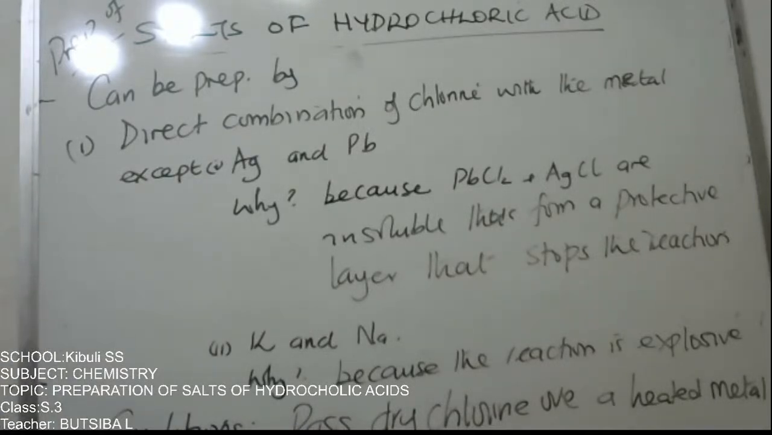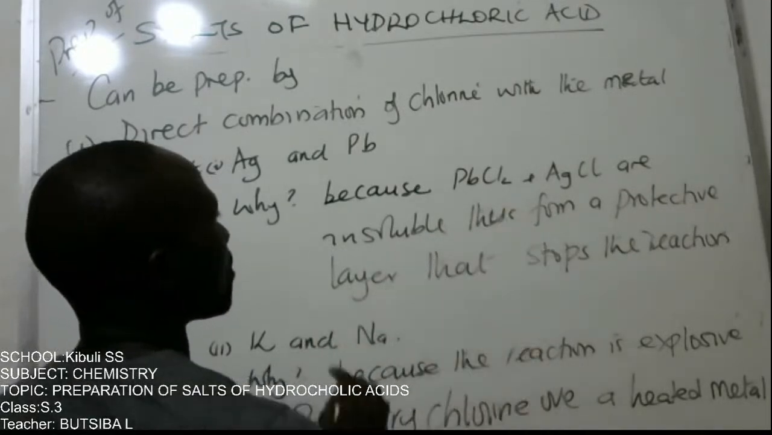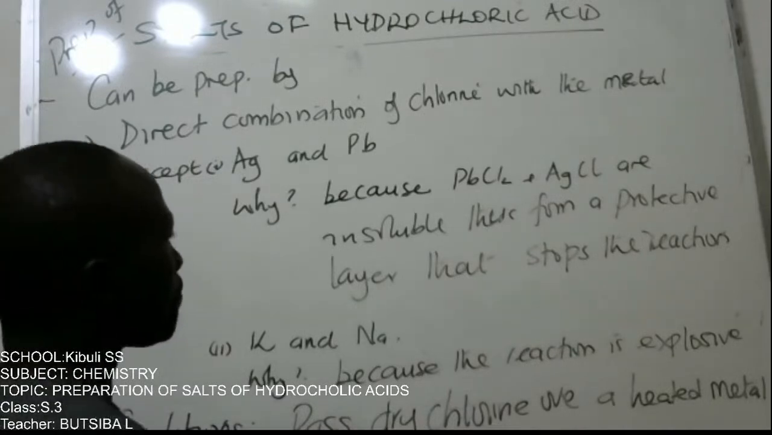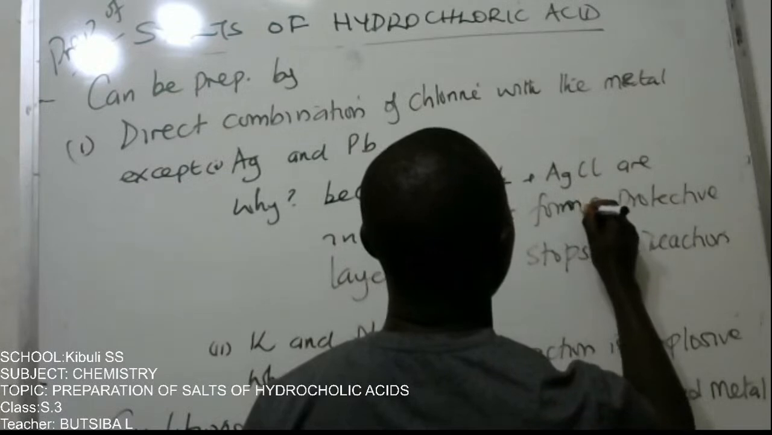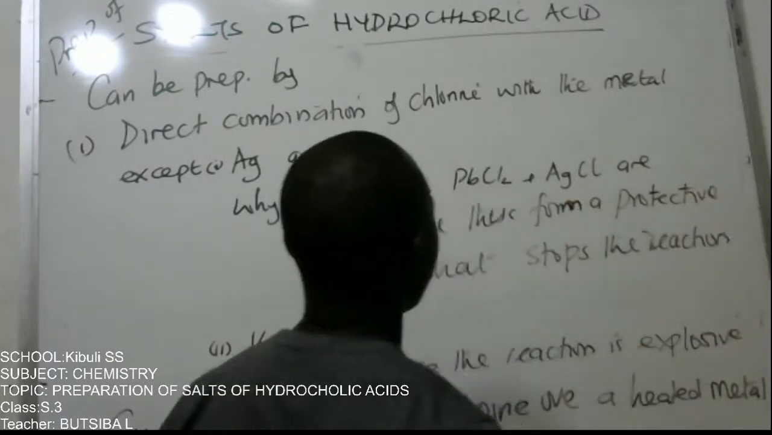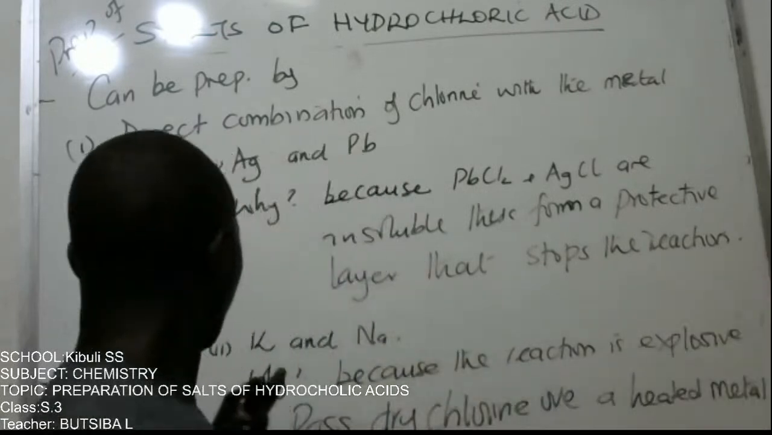Direct combination of chlorine with the metal, except lead and silver. Lead chloride and silver chloride are insoluble. Thus, they form a protective layer that stops the reaction.